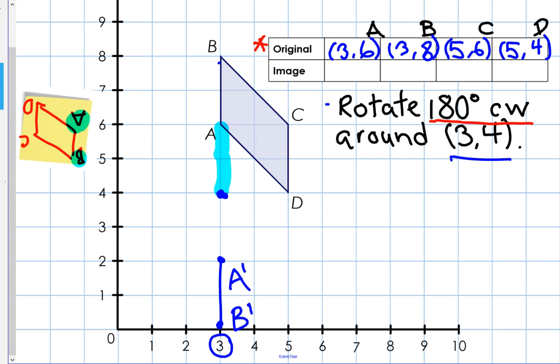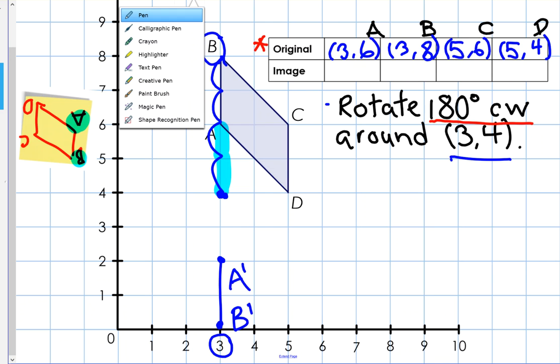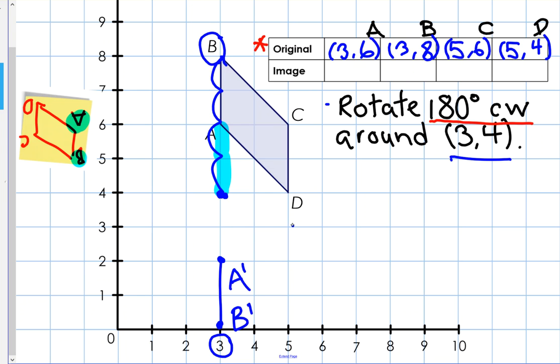If you use the other method, you would consider each point as an individual point. For example, you might look at point B and notice that it is 1, 2, 3, 4 units away from the center of rotation. We know that a 180-degree turn will make a straight line. You can see here that B prime is 4 units away.